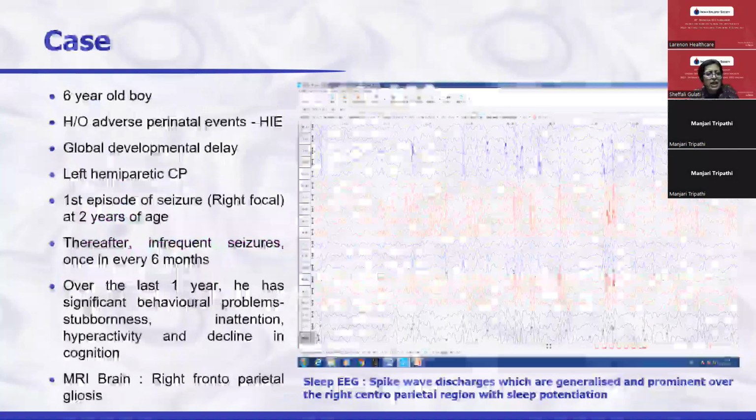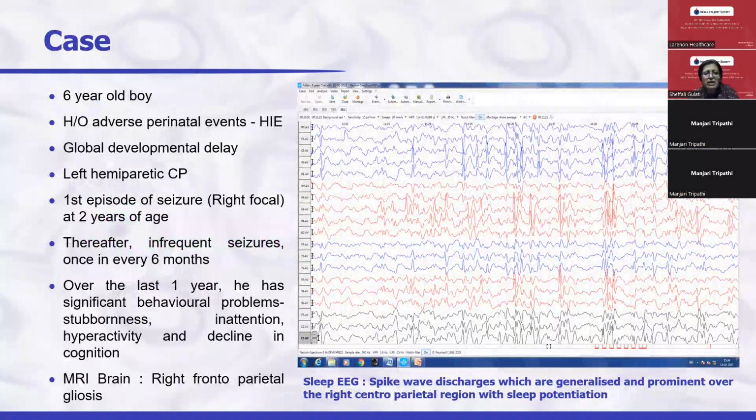So this is a case of a 6-year-old boy who had HIE, global developmental delay, and a left hemiparetic cerebral palsy, and had his first episode of seizure, right focal, at 2 years of age. Thereafter, he had infrequent seizures, but over the last 1 year, he was having significant behavioral problems, stubbornness, inattention, hyperactivity, and decline in cognition, and the MRI showed right frontoparietal gliosis.